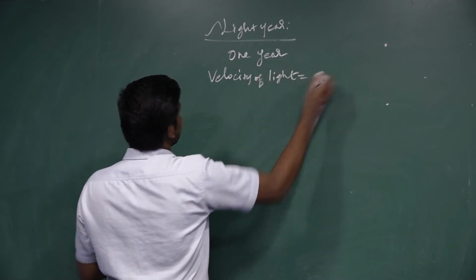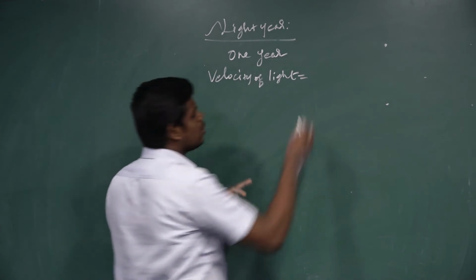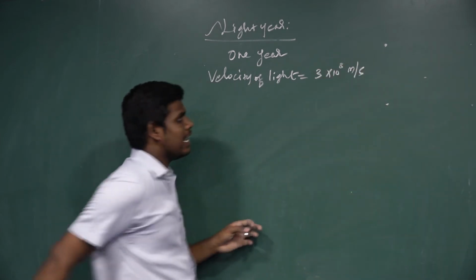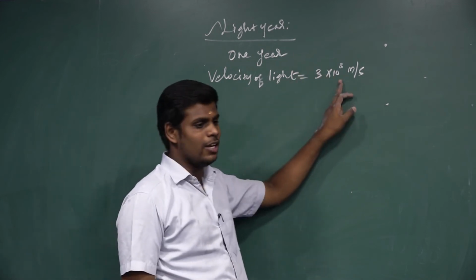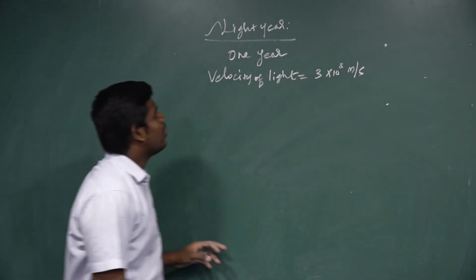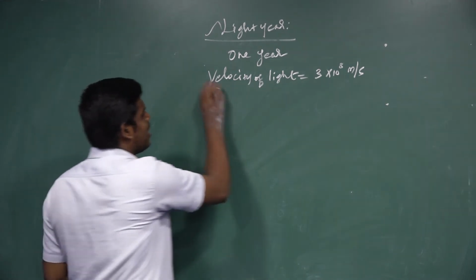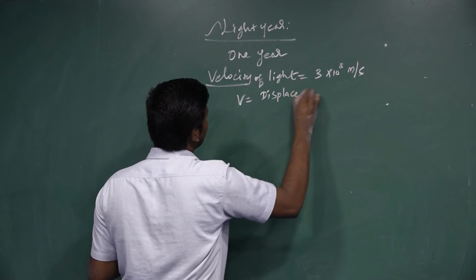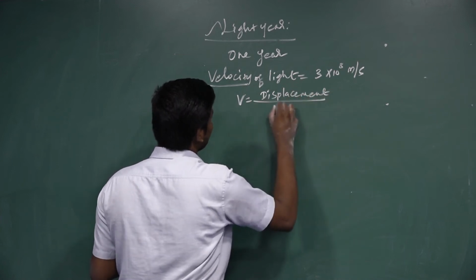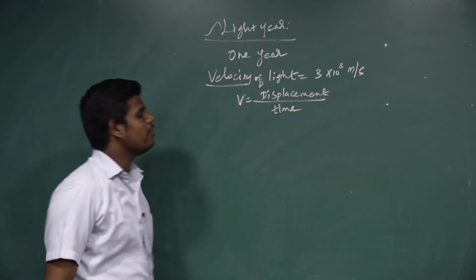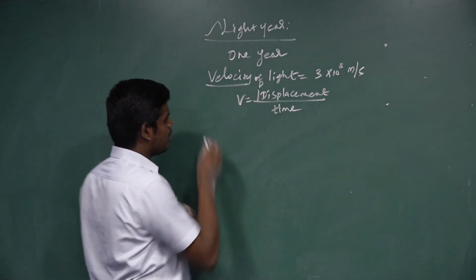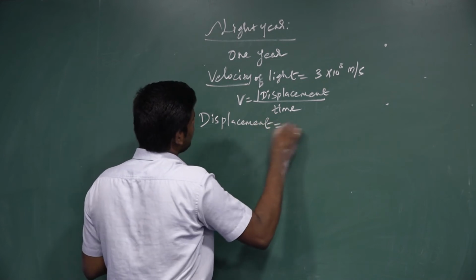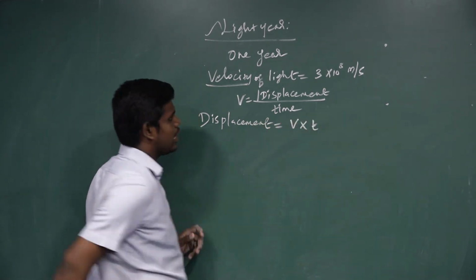In Tamil we will say Oliyin Disai. So 3 into 10 to the power 8 meter per second. This is the constant value. So we know the formula to calculate the velocity. Velocity is equal to displacement divided by time. So we want to calculate the displacement. Displacement is equal to velocity into time.